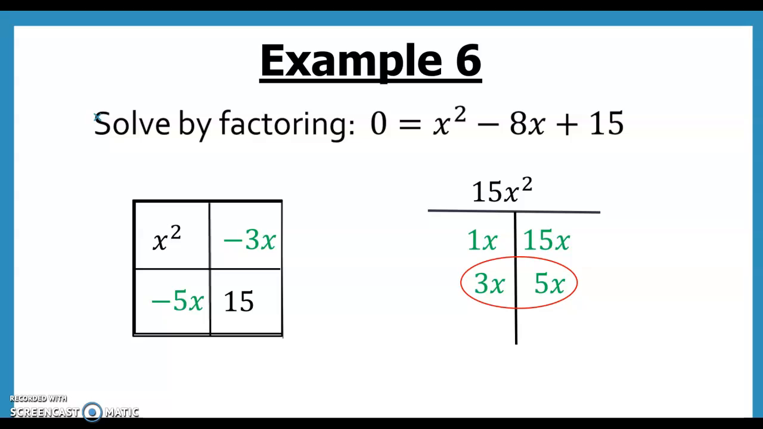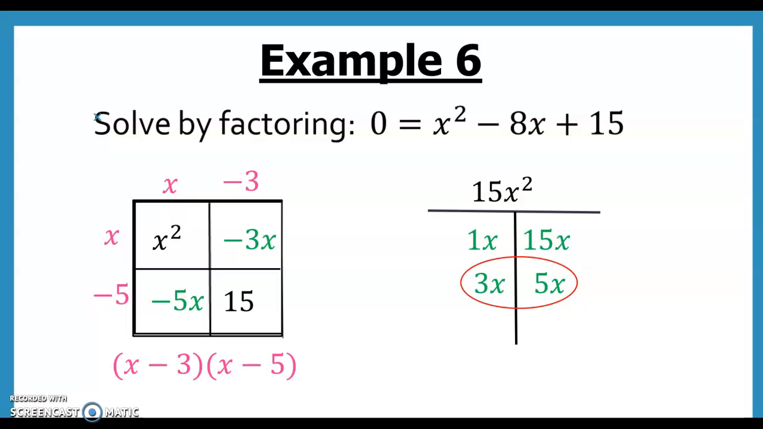So now I'm going to look at the first row and ask myself, what do x squared and negative 3x have in common? Well, I did the column first. I'm sorry. X squared minus 5x has an x in common, and then negative 3x and 15 has a negative 3 in common. That goes into both of them. Now I'm going to look at the rows, and that has an x in common, and the second one has a common factor of negative 5. So I have x minus 3 times x minus 5.